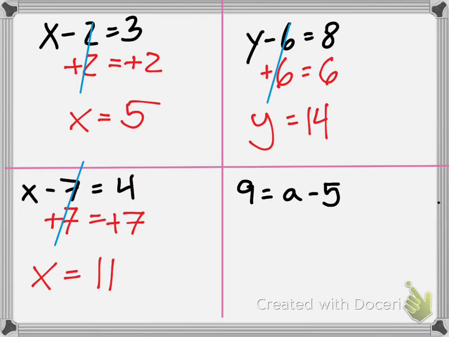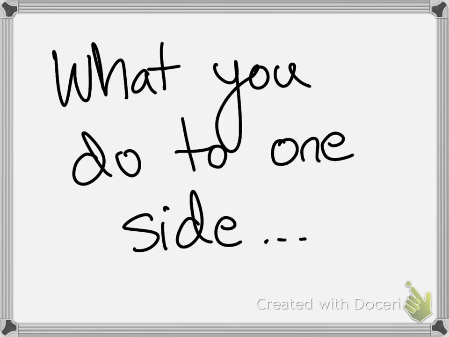Lennox, what am I going to do? So first you're gonna add 5 plus 5, and then you're gonna do it to the equals, and then you're gonna cross off the 5 plus 5, and then you're gonna add 9 plus 5, which equals 14, and a equals 14. Perfect. That's our answer. So since we had a minus 5, to cancel it out, we do a plus 5. What we do to one side, we do to the other. Math is always fair. What you do to one side, we do to the other.